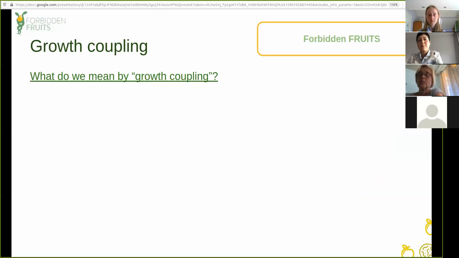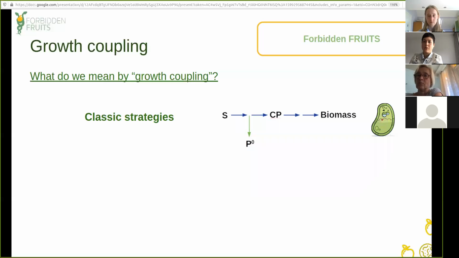So now Samira already told us about genetic instability and how we can solve it. So we can talk about growth coupling, the production of our compounds of interest. What does it mean? So now we know that cells are nothing but a network of chemical reactions.